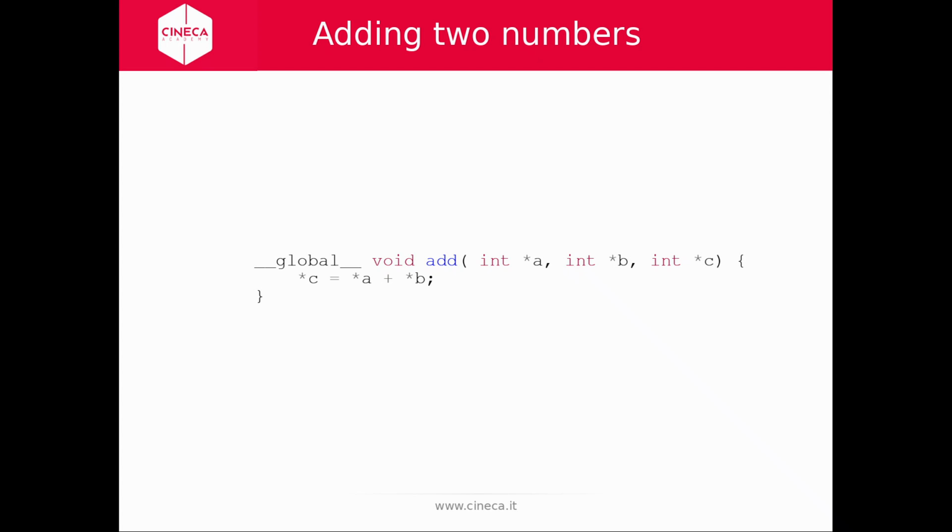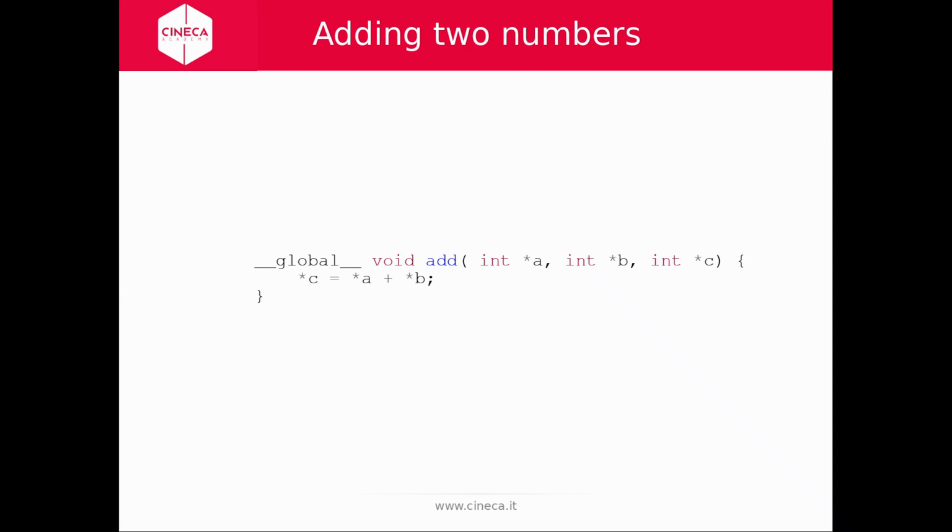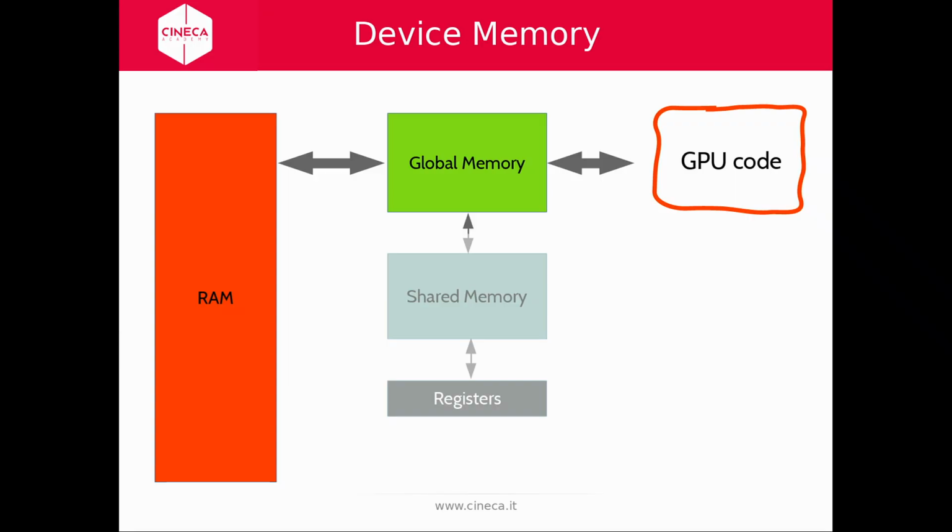Okay, let's do something interesting. Again, I hope this level of C is okay for everybody. What I'm doing here is creating a kernel to add a couple of numbers and to store the result in C. Okay? Nothing more than that. But in order to do so, these numbers have to be, these are pointers actually. These pointers need to point to some data on the GPU. How do we do that?